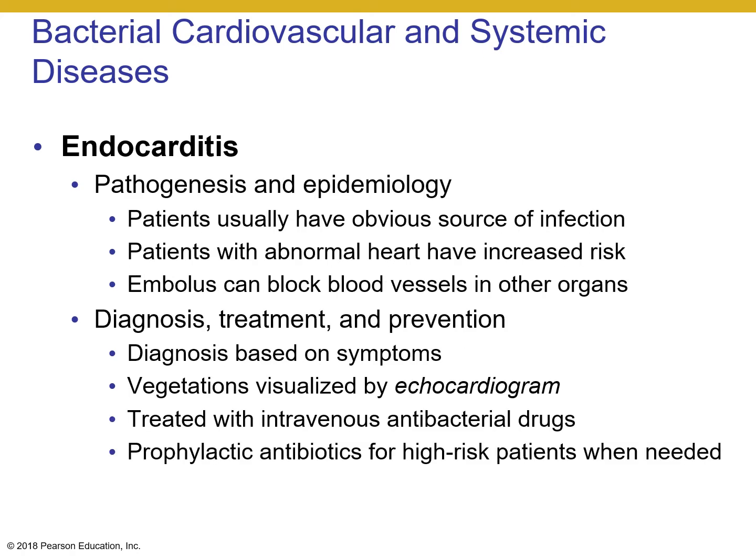Pathogenesis: patients usually have an obvious source of infection. If your patient has an abnormal heart valve, this increases their risk, and an embolus can form, and this can block the blood vessels in other organs. What is an embolus? An embolus can be a blood clot.